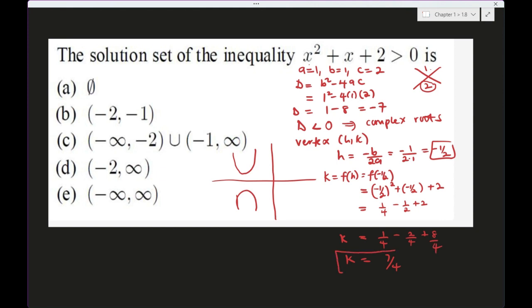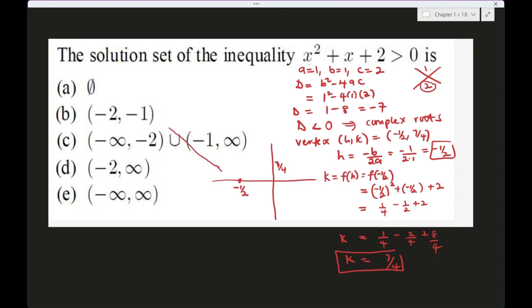Okay, so this is k. So that means that the vertex is actually minus half and 7 over 4. And that is a point in quadrant number 3. So if I come here, we will have minus half. And let's say here 7 over 4 is a number less than 2. So we're going to have something like this.